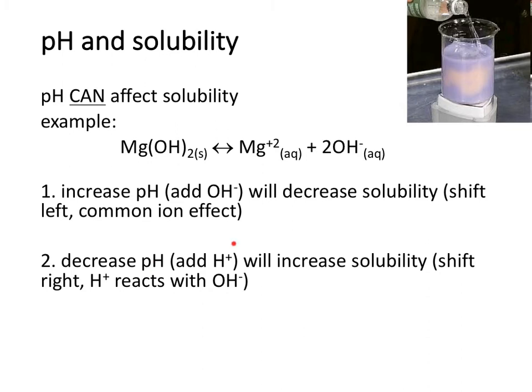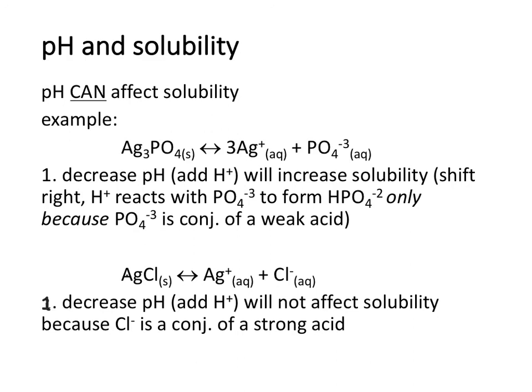If we decrease the pH by adding H plus, that H plus is going to react with hydroxide to produce water in a neutralization process. So basically that's like taking hydroxide ions out of solution. So we're going to produce more product, because equilibrium is going to want to shift to the right to replace those hydroxide ions. Okay, so that's going to increase the solubility. So in this particular case, the pH of the solution simply causes shifts left and right relative to the hydroxide ion.